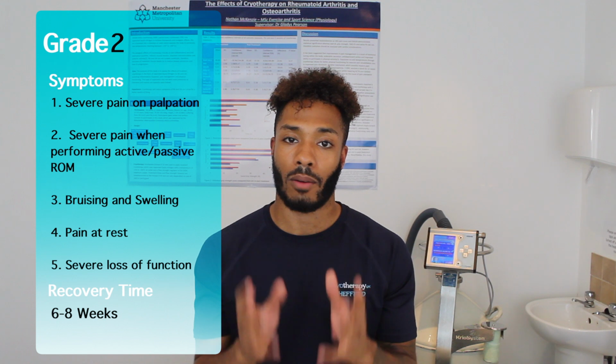The next on our list is a grade 2 sprain. A grade 2 sprain is a lot more severe than a grade 1. With a grade 2, a lot more fibers have been damaged and you may get a partial tear in the ligament. The way to identify whether you have got a grade 2 injury is if there is severe pain on palpation, severe pain on range of motion test, whether that be active or passive. You'll have severe pain when at rest. There will be some obvious swelling and some obvious bruising, and joint function will definitely be compromised.